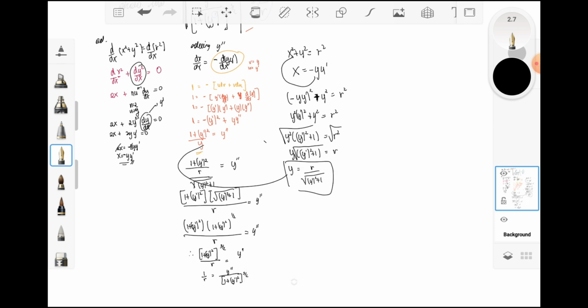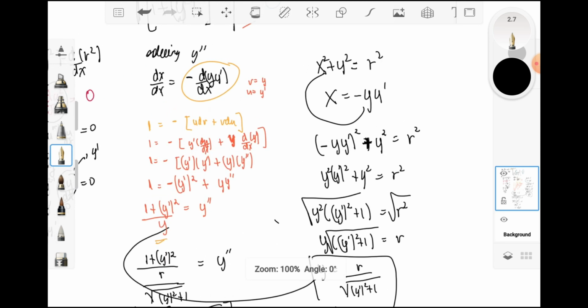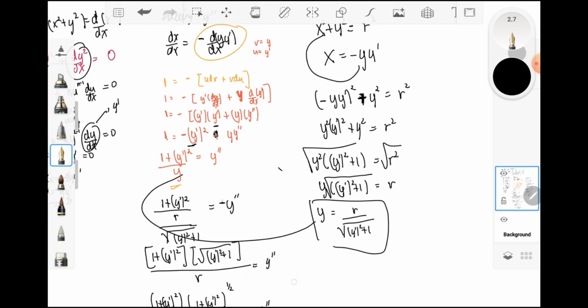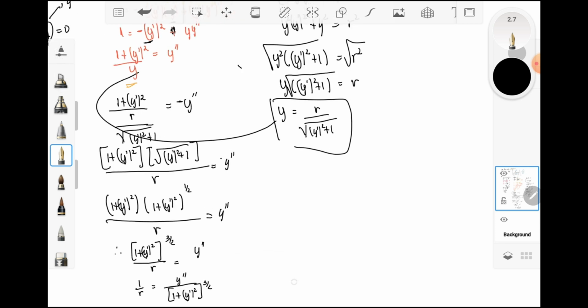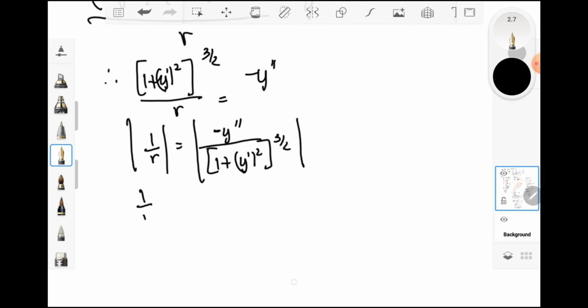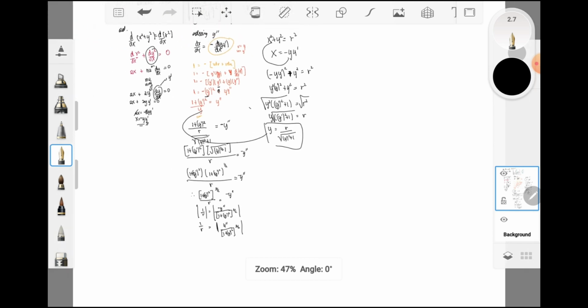So the solution: the first derivative, then we took the second derivative, and we have this. Take note that negative multiplied by y prime multiplied by y prime squared is equal to negative y prime squared, so actually this is negative. Therefore we'll have negative y double prime here, and then negative y double prime, negative y double prime, negative y double prime, and negative y double prime. But getting the absolute value of both sides, we'll have 1 over r is equal to, the negative will be removed because we take the absolute value, y double prime divided by 1 plus y prime squared raised to 3 halves. So that would be the solution.